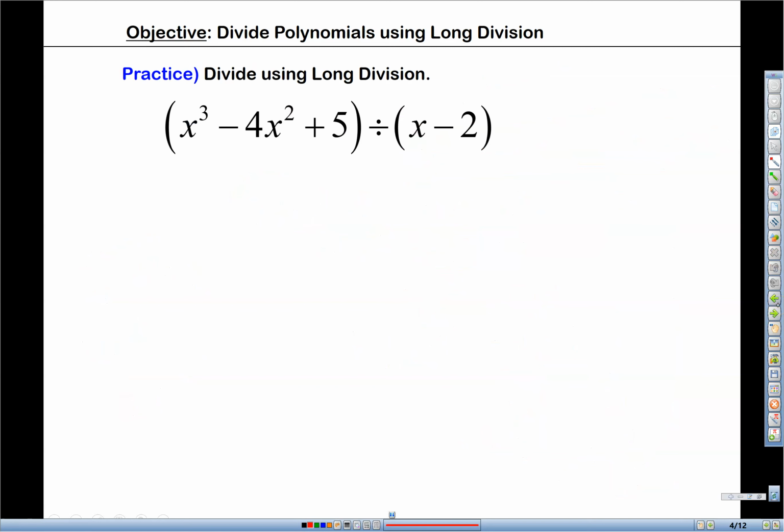Here is a practice problem for you to try. I encourage you to pause the video here and then come back when you're ready to check your answer.